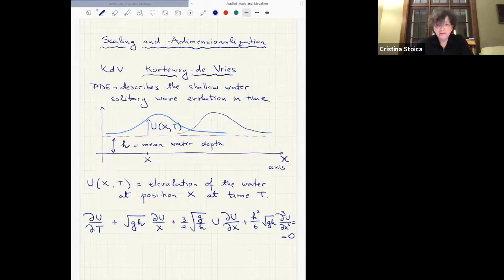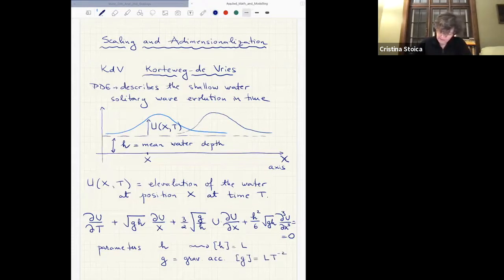As you can see, this is quite a PDE, isn't it? Now, what are the parameters in this problem? We have h, the mean water depth, and g, the gravitational acceleration. And now we have units for these. The unit for h is obviously length, and the unit for acceleration is meters per second squared, so it would be length times time to the power of -2.